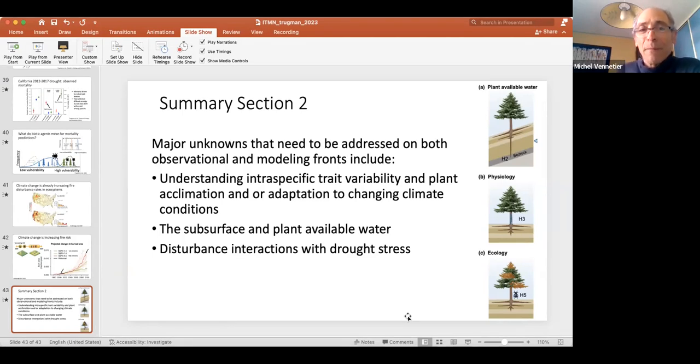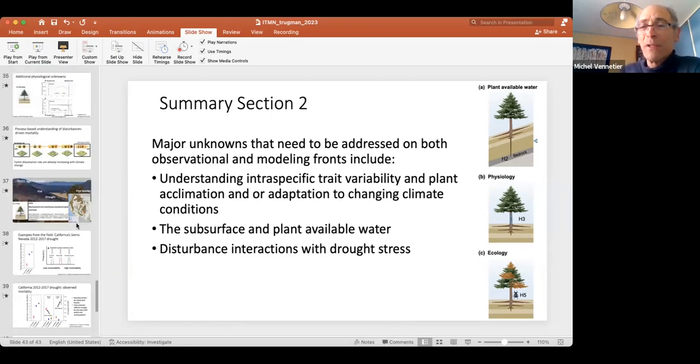So can something like that be included in some models, so that what we are predicting for the end of the century may not be only physiological changes, but also architectural changes in trees?